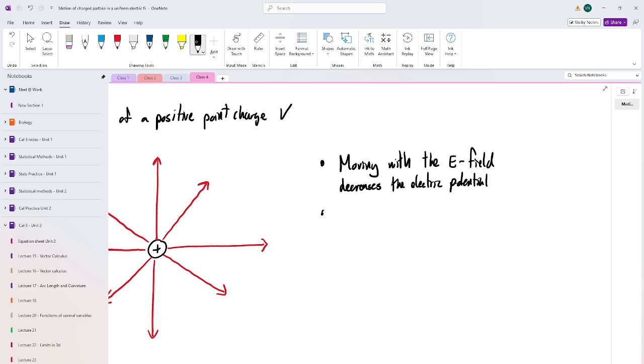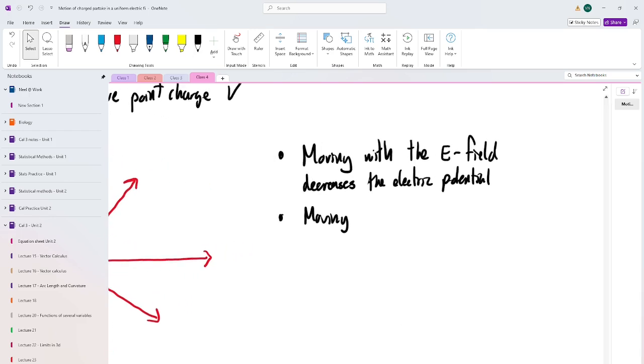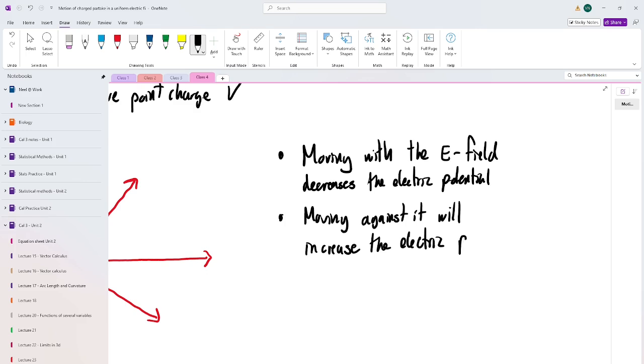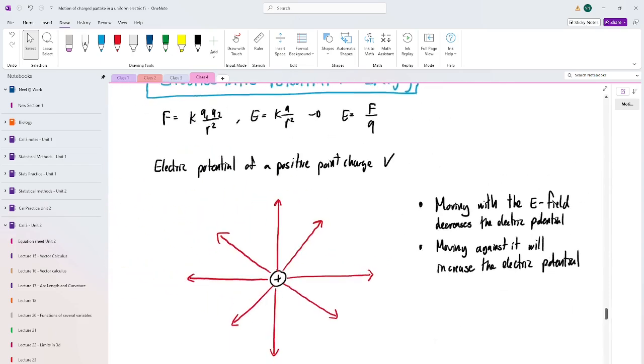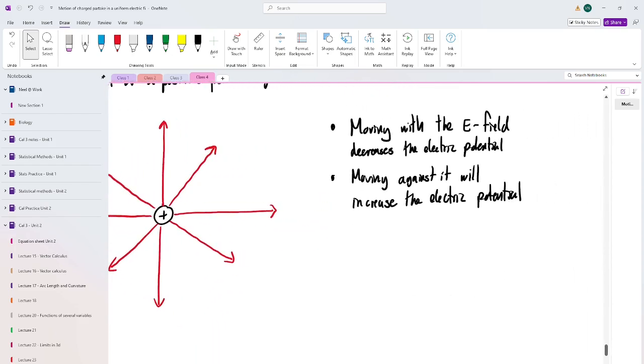Okay, and then obviously moving against it will increase the E field, or will increase the potential. So moving against will increase it. Okay. What else could we say? I'll quantify it now as well.